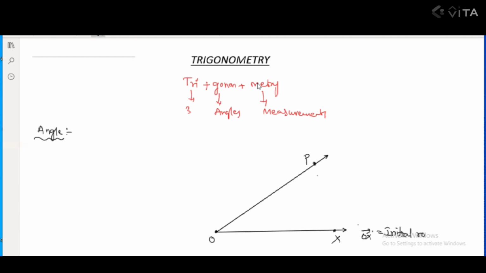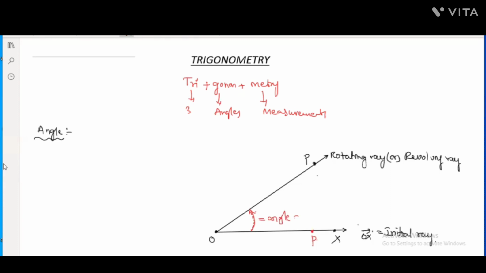With respect to this ray only, we will discuss the angle. This is called a rotating ray or revolving ray, meaning it's not fixed. Initially, let's think this OP coincides with the OX, and slowly it starts rotating, and after t seconds, let's think this is the position of OP. See here, this OP ray, the rotating or revolving ray, has done some amount of rotation. So this amount of rotation is called angle.